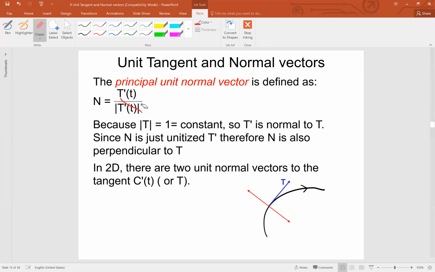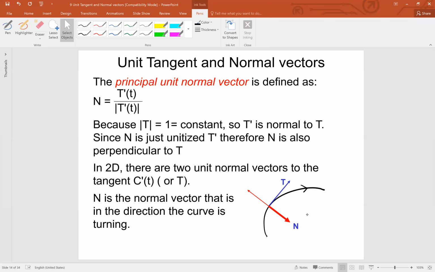Now if I unitize it and make the length 1, then if I draw the picture of a curve with two variables, it comes down to two directions. Which one of these is the unit normal? It's the one toward which the curve is turning as we travel along the curve. So in this case, it's the N. These are the basic geometries behind the unit tangent and its derivative unitized again, which is the unit normal.